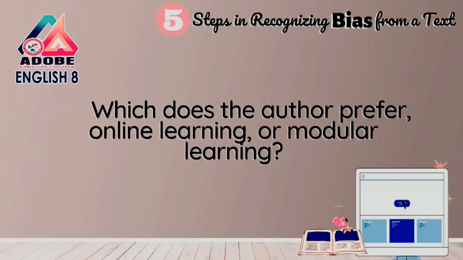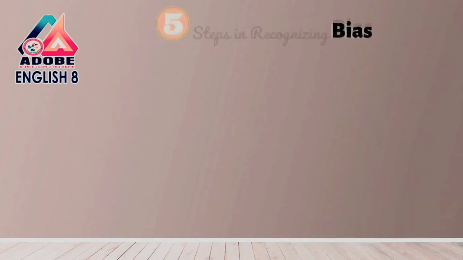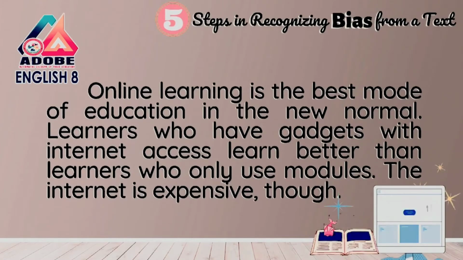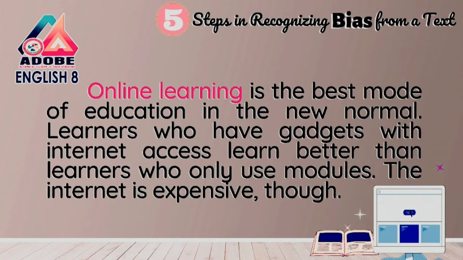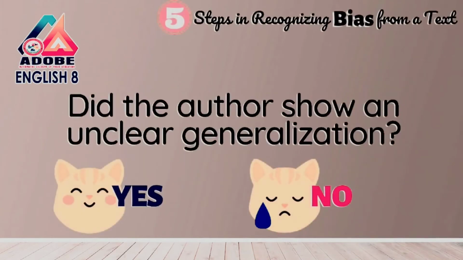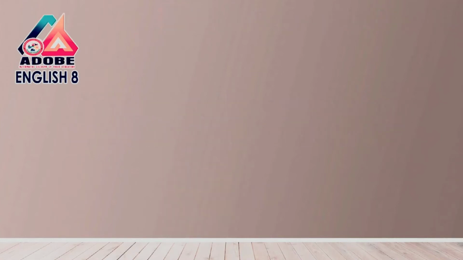Which does the author prefer? Online learning or modular learning? Online learning. Did the author show an unclear generalization? Yes, you are correct. The author failed in organizing his or her ideas well, resulting to giving an unclear generalization about the topic.